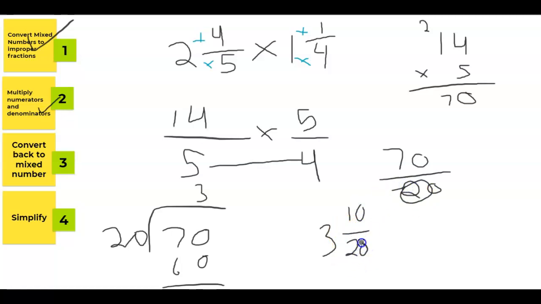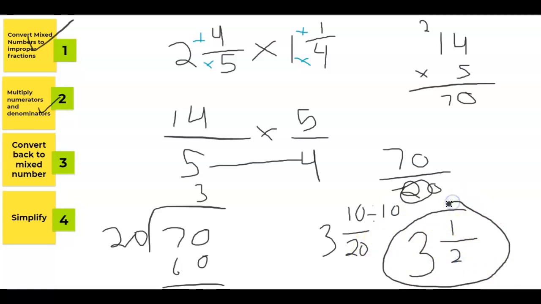So 3 and 10/20ths. Am I done? If I look at 10 and 20, there's a common factor. 10. 10 goes into 10, 10 goes into 20, right? So 3 is my whole number. 10 divided by 10 is 1. 20 divided by 10 is 2. 3 and 1/2. All right. One more, guys.